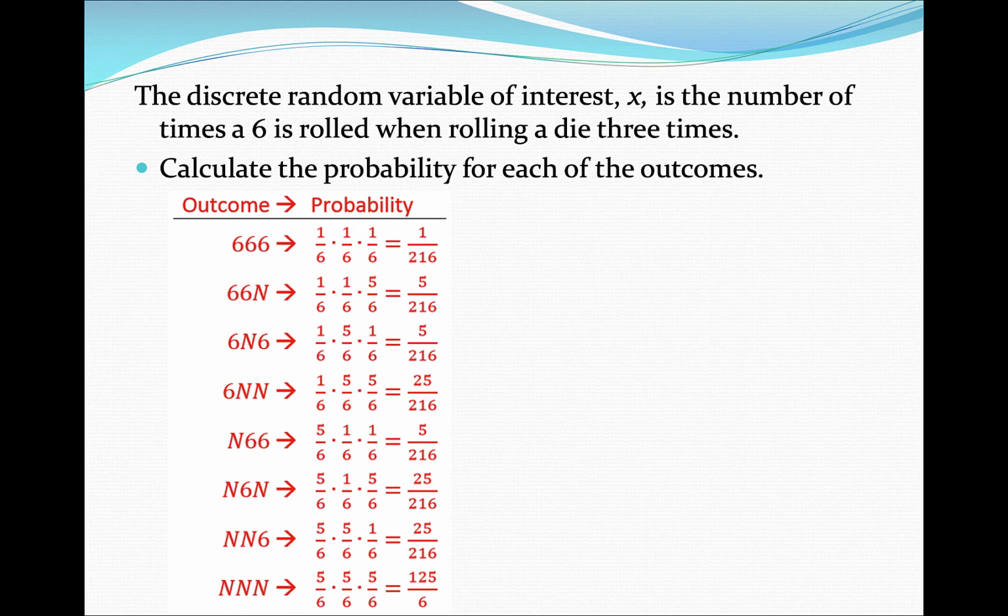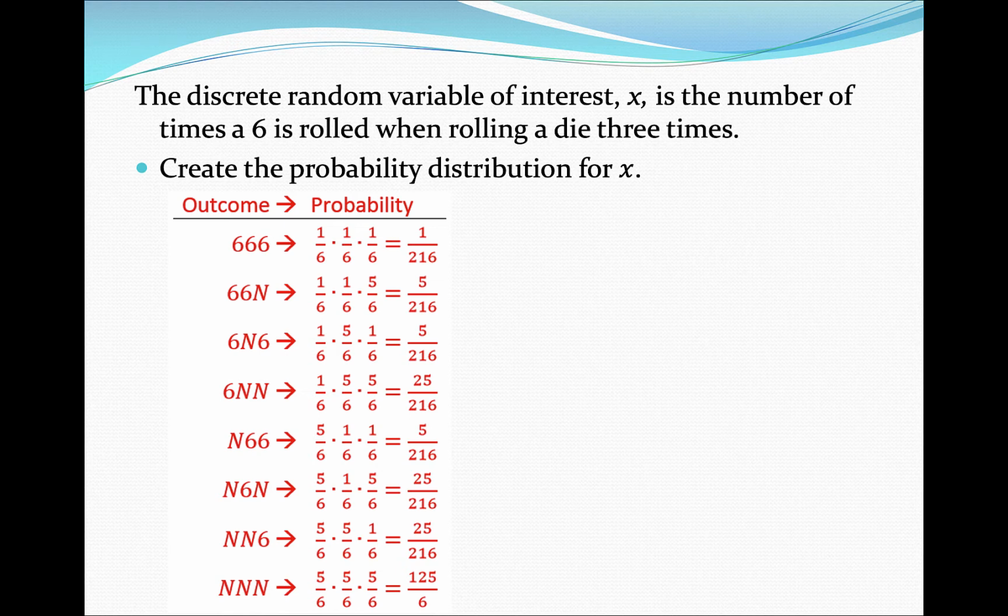So that is the next step: we've calculated the probability for the outcomes. Now let's create the probability distribution for X. X is the number of 6s that I get when I roll a die 3 times. That means the possible outcomes for X are going to be 0, 1, 2, or 3, because whenever I roll a die 3 times, I'm either going to get a 6 0 times, 1 time, 2 times, or 3 times. Those are the only possibilities.